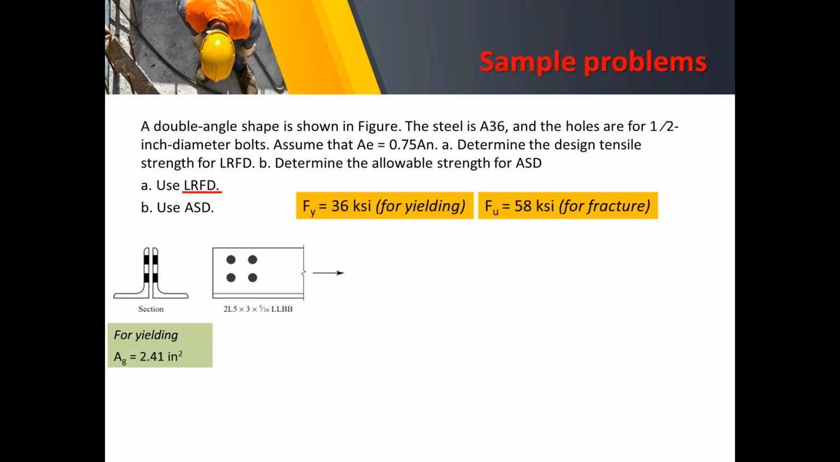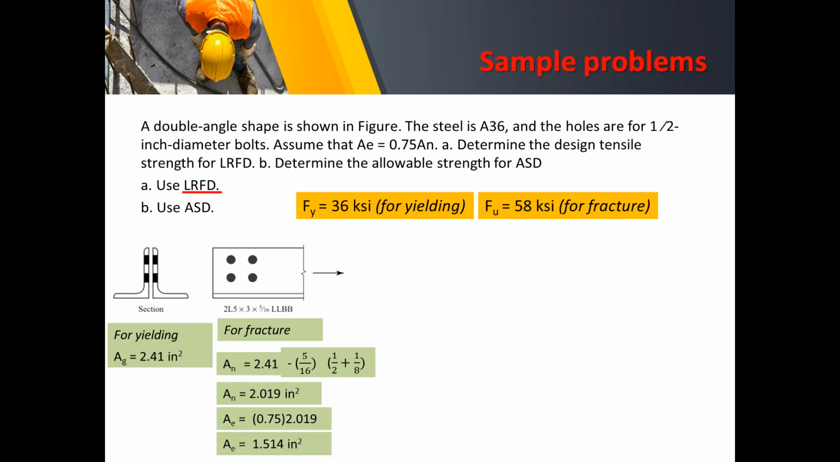So using LRFD, we note that the gross area from the table is 2.41 square inches. Now for fracture, the net area will be equal to 2.41 less your thickness multiplied by your diameter of the bolt, 1/2. Of course, we always add 1/8 on that diameter. So we'll come up with 2.019 square inches. According to the problem, 75% of your An will be your effective area, and that will be equal to 1.514 square inches.